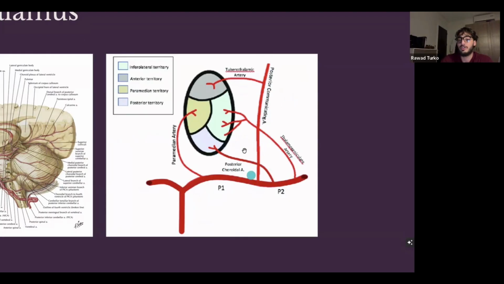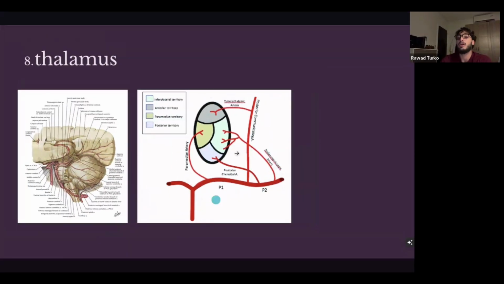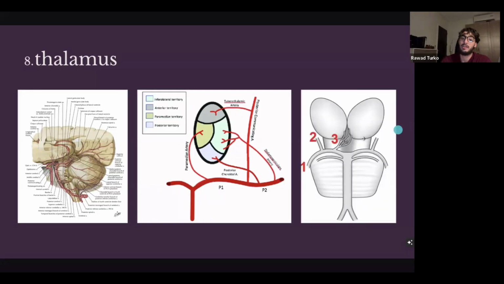You'll see these posterior choroidal arteries supplying the posterior territory of the thalamus. The paramedian is coming from the paramedian artery, all right, and the thalamogeniculate artery. Now, this is the most common anatomical variation. Another anatomical variation, which is very clinically important, is something that looks like this.